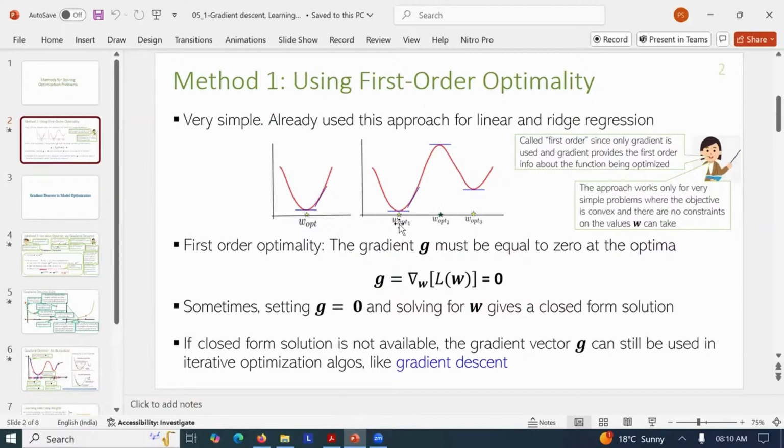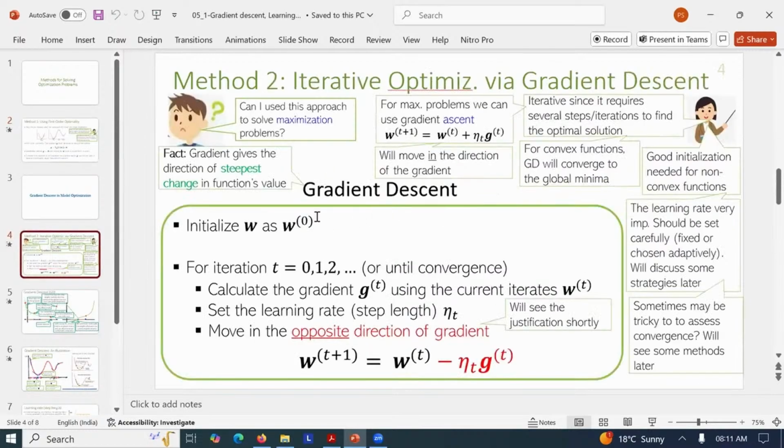Here we use the first-order derivative. We calculate the gradient, or derivative, set it to 0, and then solve this equation to get the optimal value of the parameters, to get the minima or maxima value. The other method is the iterative method.